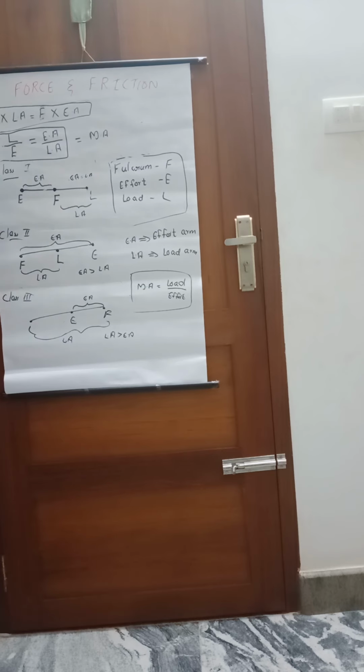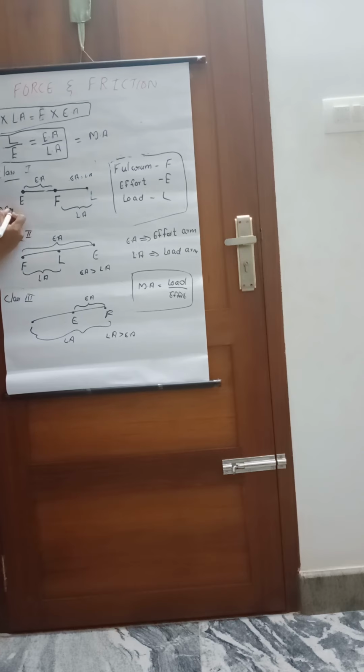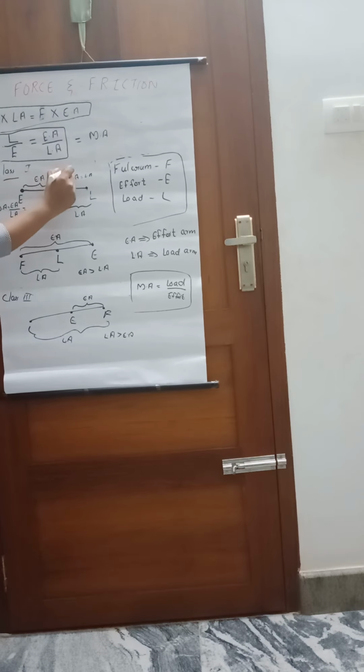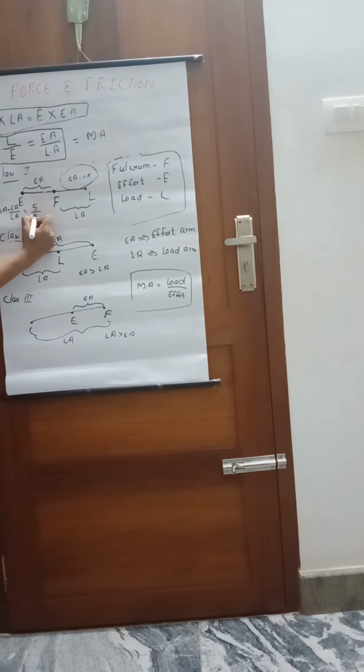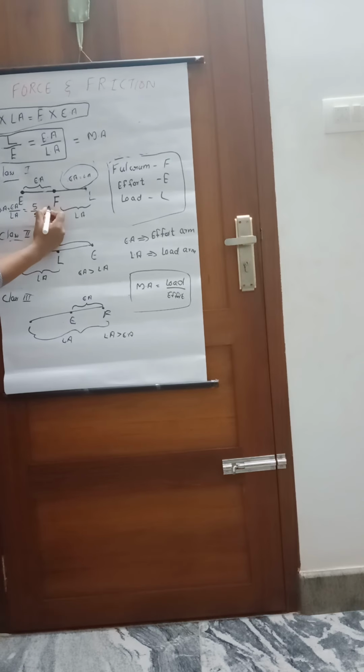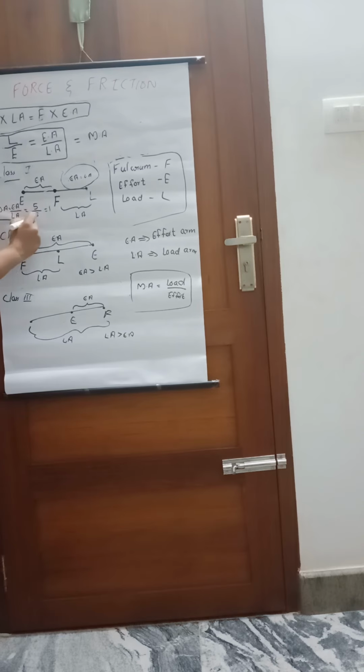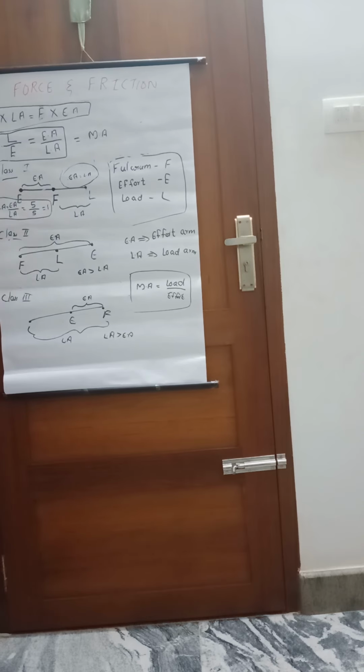Is it? So let us put some numbers. Here mechanical advantage, we know, is equal to effort arm divided by load arm. And we know that effort arm and load arm are equal in the case of class 1 lever. So if effort arm is equal to 5, then load arm is equal to 5. So 5 by 5 is equal to 1. So in the case of class 1 lever, the mechanical advantage will always be equal to 1. Got it?